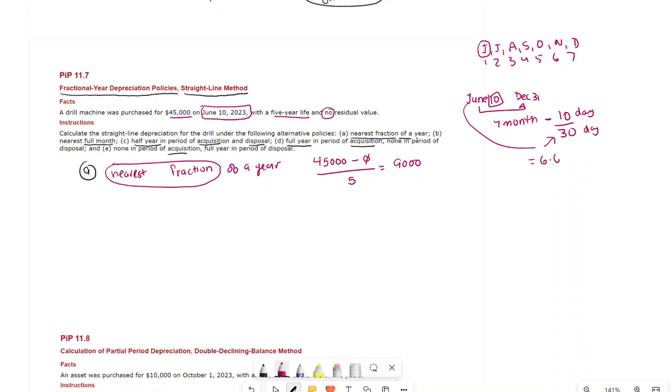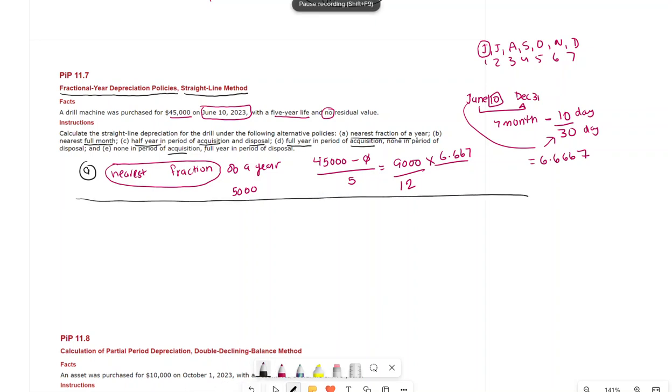In this case, it will be 6.667, and then what we have to multiply by 6.667 is a monthly rate. So you will depreciate $5,000 per year if we follow the nearest to the fraction year. Now that was my part A. So that was my part A. Your depreciation will be $5,000.